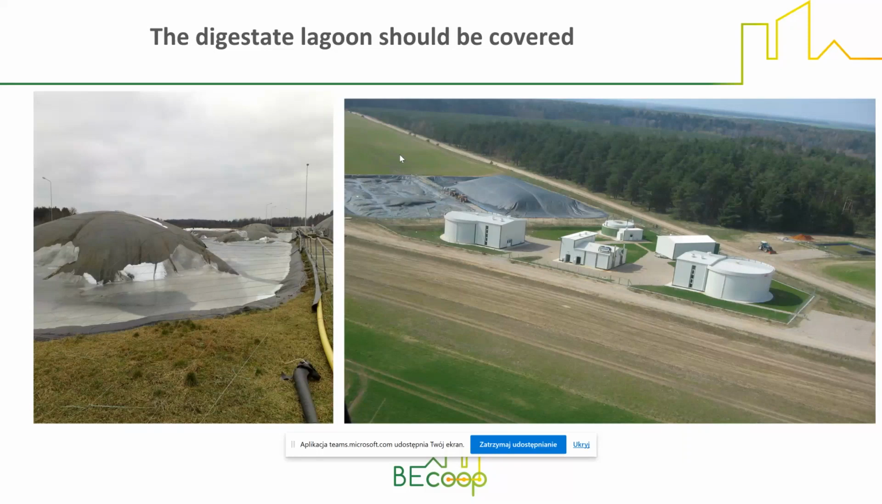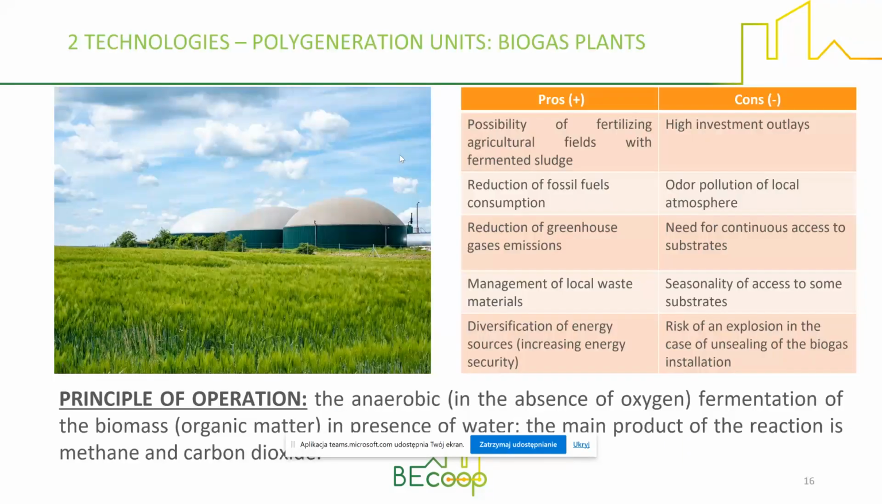It is very important in itself. Then there are several slides on the polygeneration units and the biogas plants themselves, and a small SWOT analysis of the pros and also the cons of having and operating a biogas plant. Some of the pros are the possibility of fertilizing agricultural fields with the fermented sludge, reduction of fossil fuel consumption, reduction of greenhouse gas emissions, and also management of local waste materials, as well as diversification of energy sources and increased energy security.